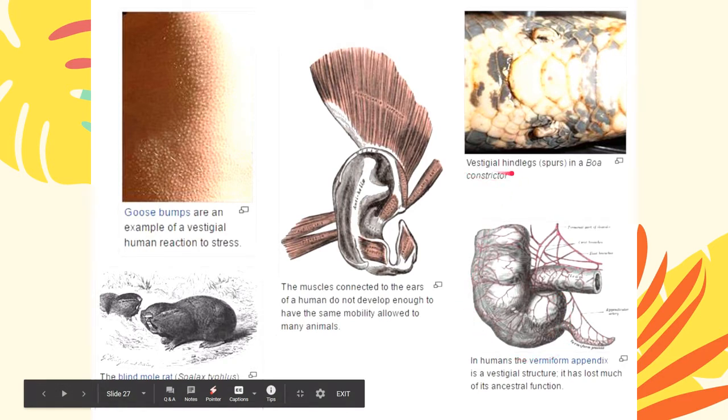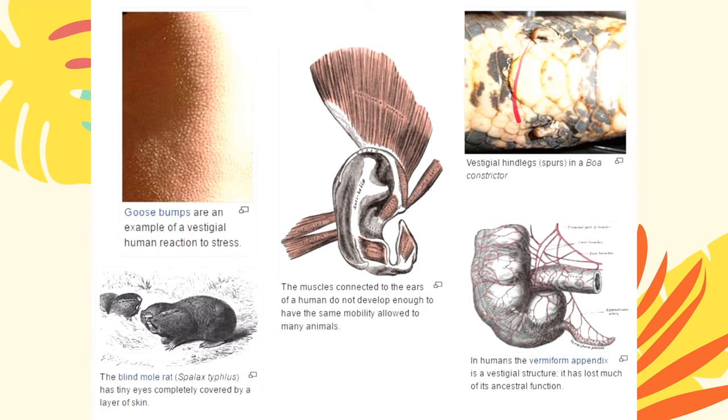These are the vestigial hind legs or spurs in a boa constrictor. So it still has small hind legs, but a boa constrictor is a snake, so it does not walk, it crawls. So there's no purpose for these hind legs anymore. Still, it suggests that the ancestors of boa constrictors used to have legs.